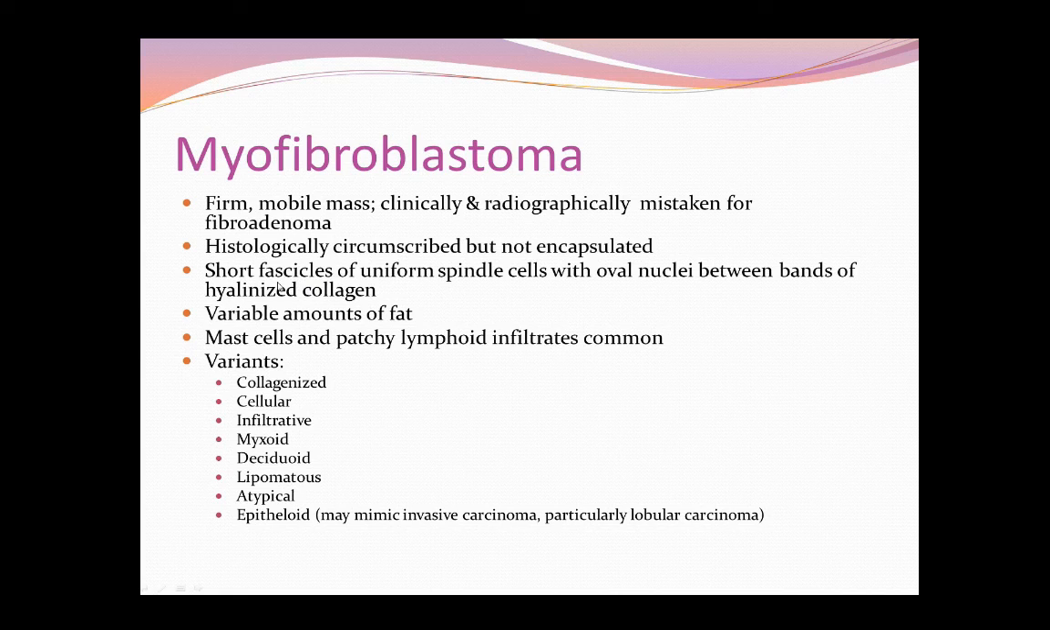Morphologically, it's composed of short fascicles of uniform spindle cells that have oval nuclei, and there are thick bands of hyalinized collagen in between. They call it ropey collagen, which is very characteristic. Another important thing is they have admixed fat, mast cells, and patchy lymphoid infiltrate.